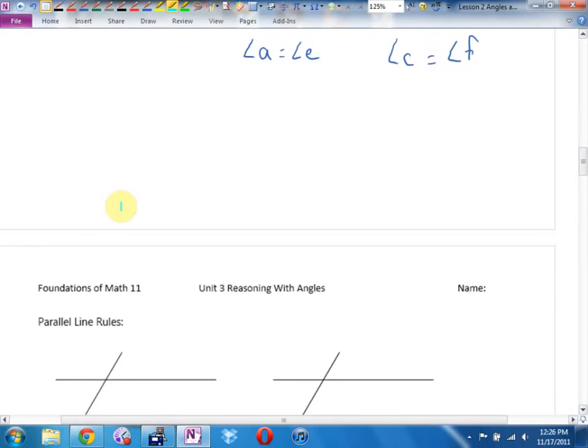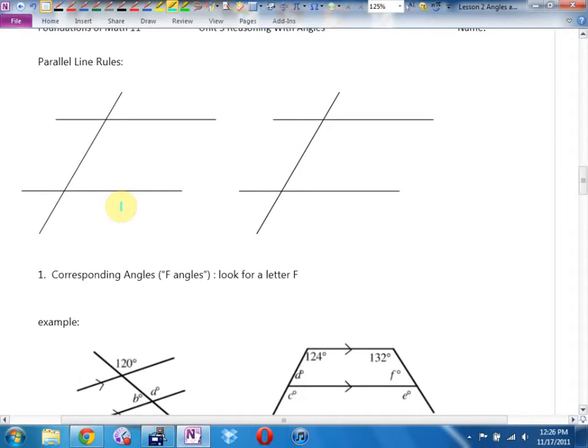So, parallel line rules. These two lines look parallel, but they're not yet until I do this. Now they're parallel. If I tell you that this angle right here is 120 degrees, how big is that angle? 120. And what we're going to look for from now on is that little pattern there. Except it can be upside down or flipped. So, Matt, you said it was 120. I agree with you.